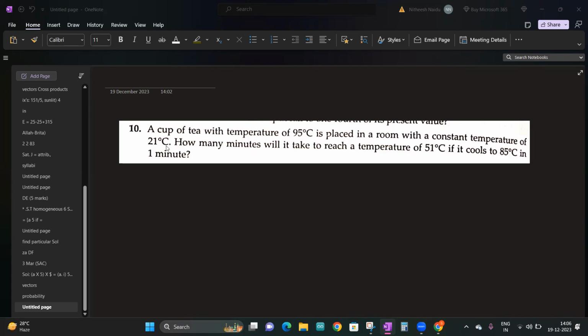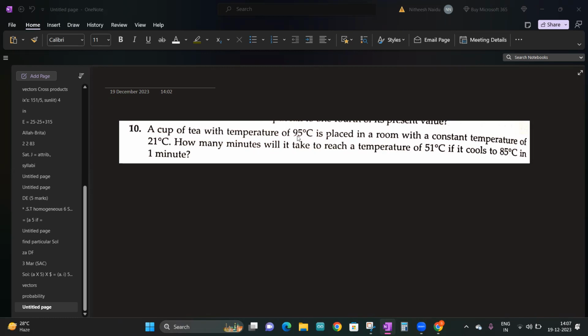What is the room temperature? 21 degrees centigrade. As your room, it is also 21 degrees centigrade. Okay. In this room, the constant temperature is maintained. In the same way, the teacup is also put in that room, and its initial temperature is 95 degrees centigrade. How many minutes will it take to reach the temperature 51 degrees centigrade?